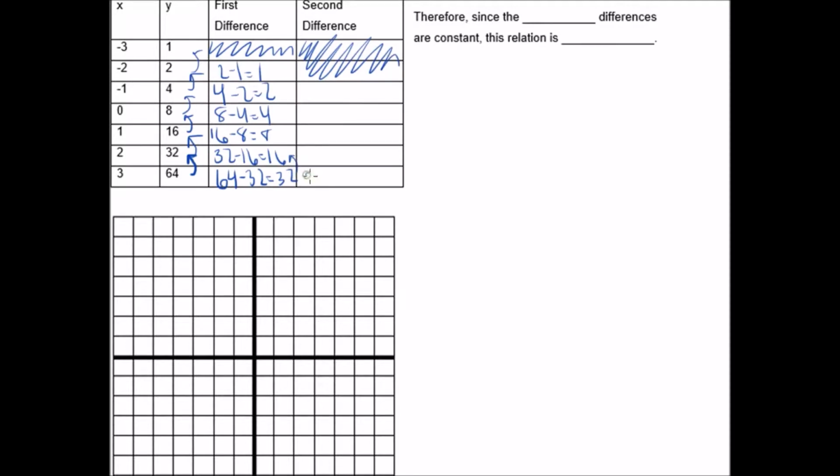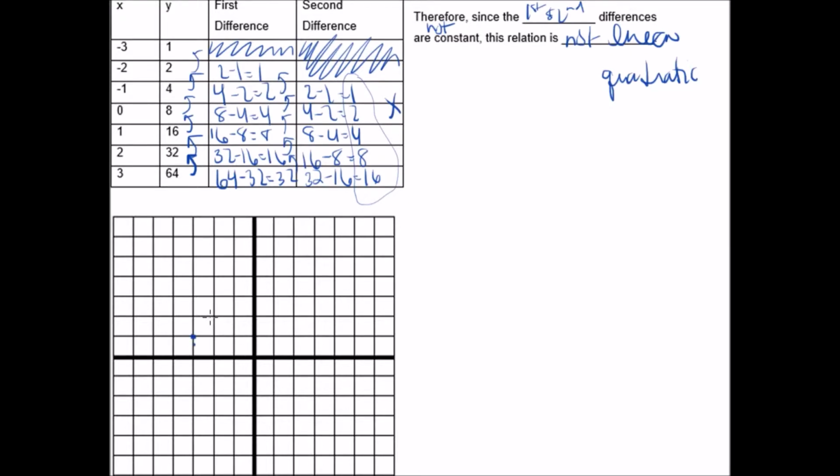Now let's try again. 32 minus 16, I get 16. 16 minus 8, and you should be seeing a pattern here. 4 minus 2 is 2. 2 minus 1 is 1. Are these constant? No. Since the first and second differences are not constant, this relation is not linear, and it is not quadratic.